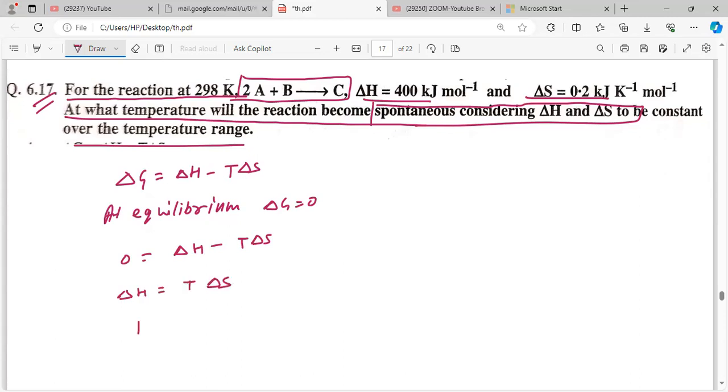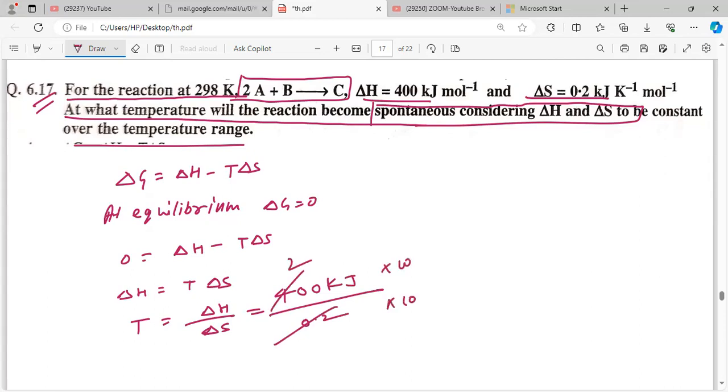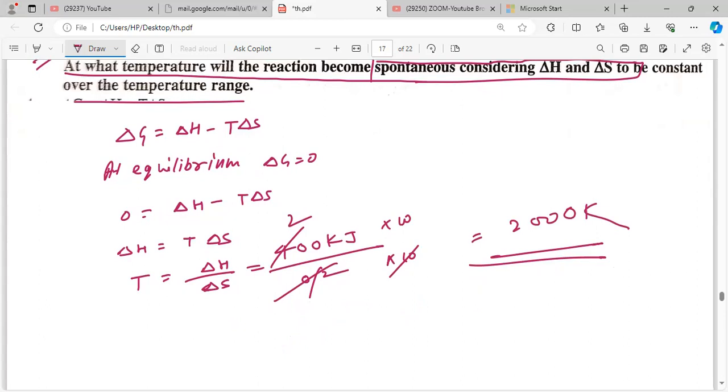So they are asking temperature, so T equals delta H upon delta S. So how much is the delta H value? 400 kilojoule per mole. Delta S is 0.2. Decimal you are removing, so multiply by 10 now. So this decimal will be removed, and it will give 2000 Kelvin. At 2000 Kelvin, the system is at equilibrium.